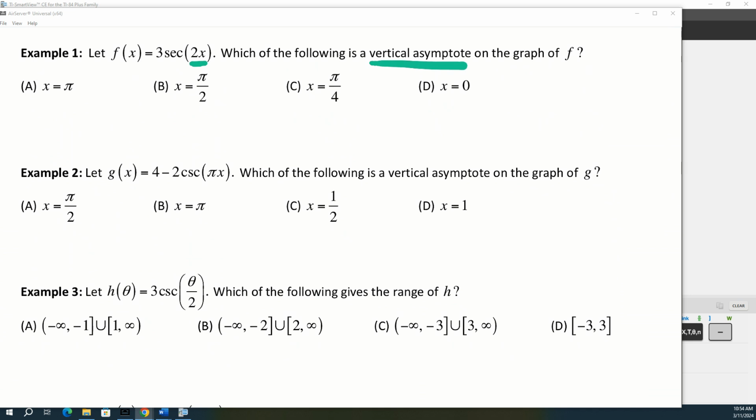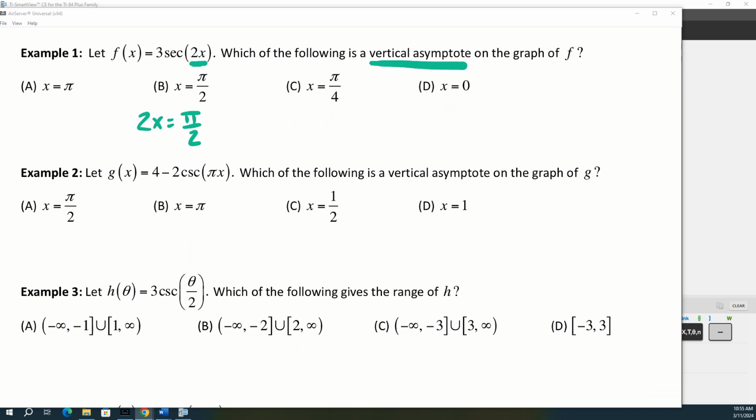So if you're looking at a unit circle, what is the first angle as you're going around when the cosine is 0 or the x coordinate is 0? Pi over 2. All right. So we're going to take that 2x and we're going to set it equal to pi over 2. Set it equal to where the parent function has a vertical asymptote. And then we're just going to solve that for x.